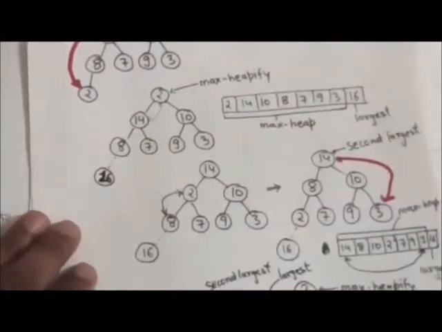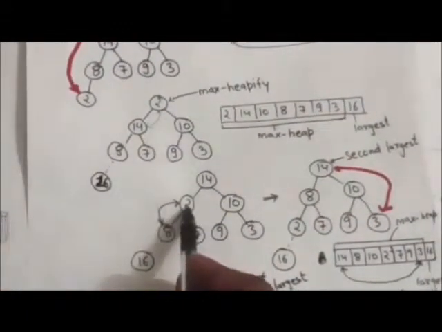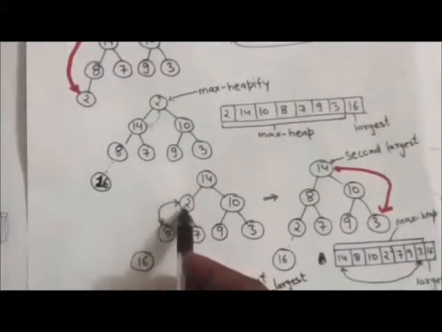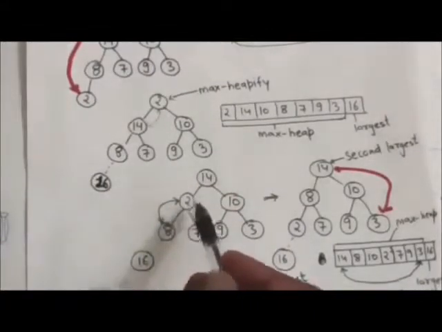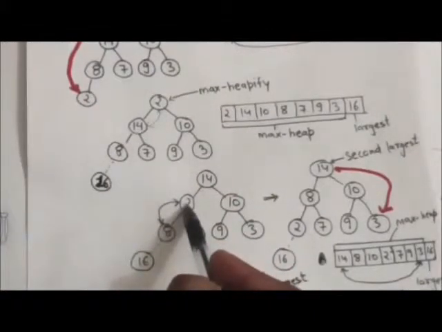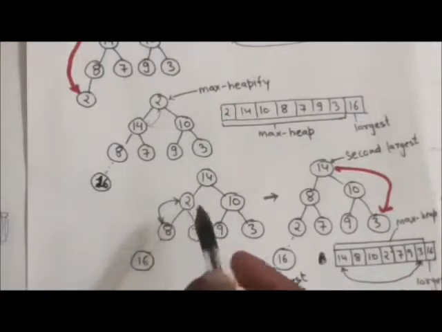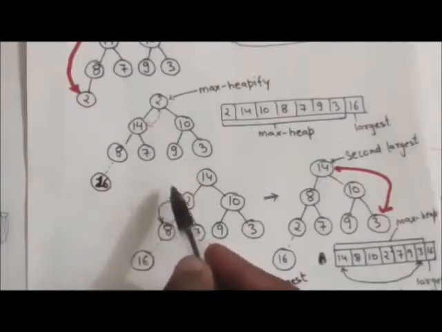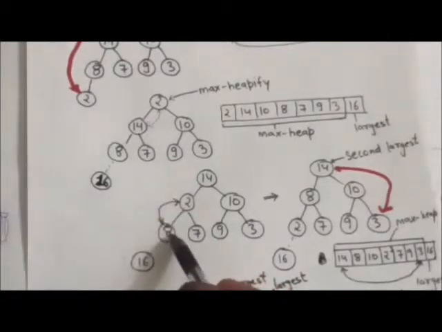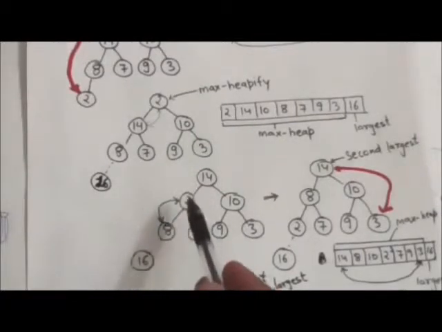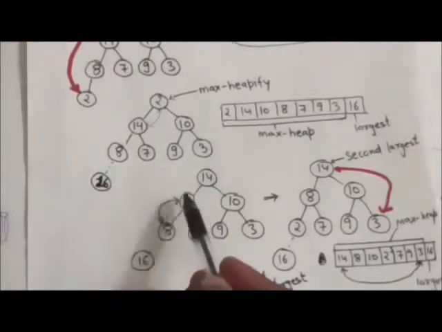Now the left child of the root has got a new value, that is 2, and it violates the max heap property. Its value is less than the value of its children. Now the value of its left child is the largest among the value of this node, the value of its right child and the value of its left child. So we will exchange this node with its left child.